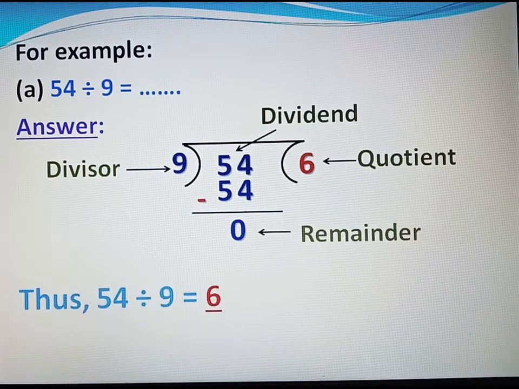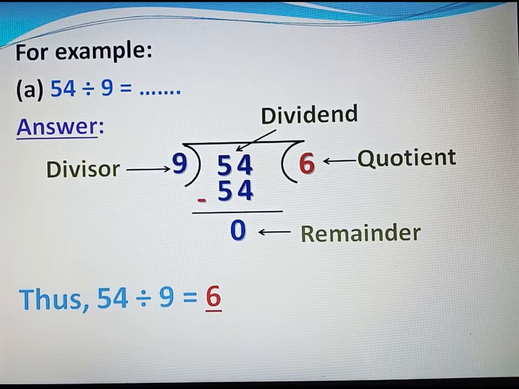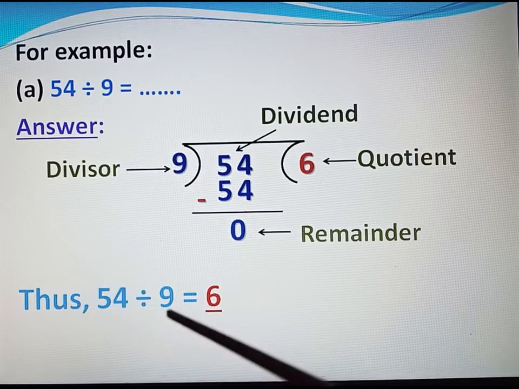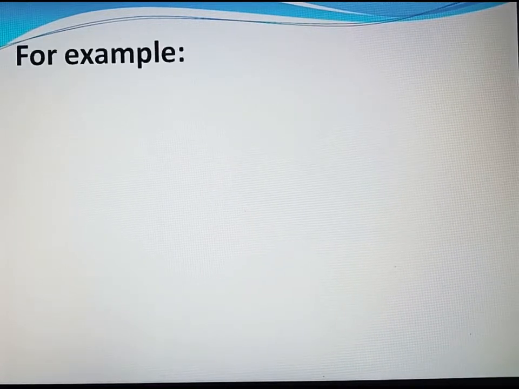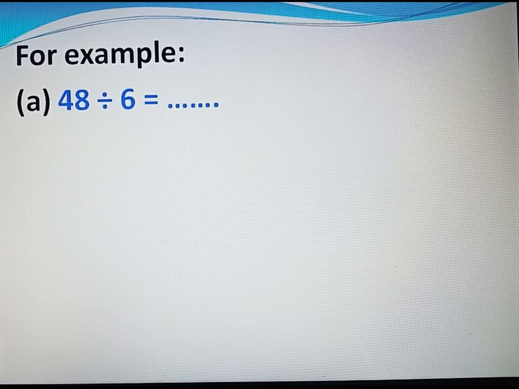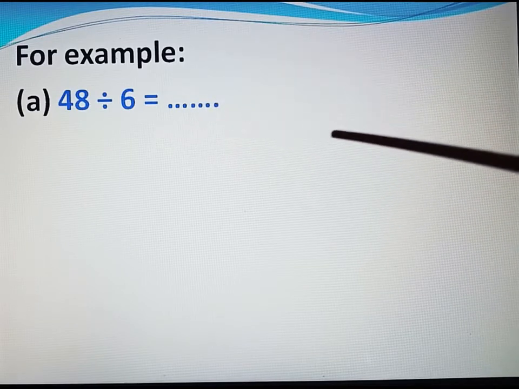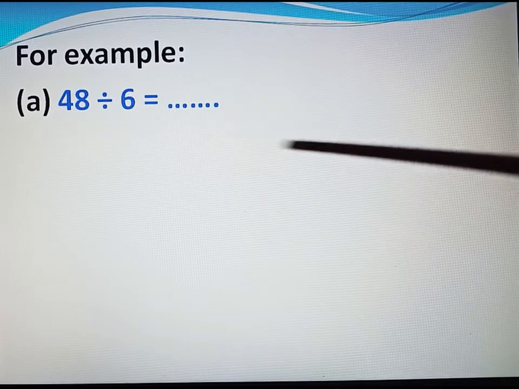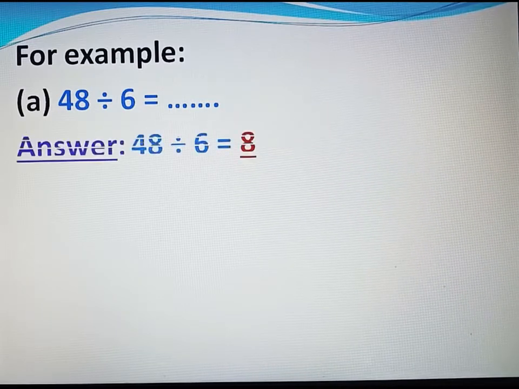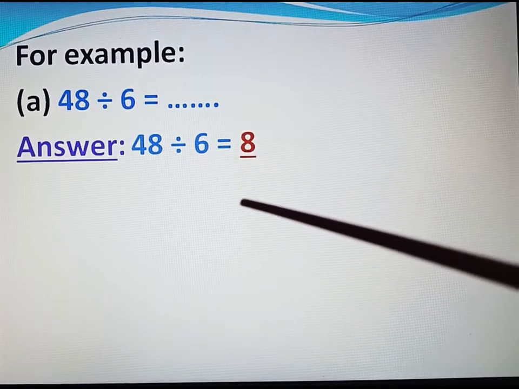Thus 54 divide 9 equal 6. It means 54 is divisible by 9. Now, for example, A part. See, 48 divide 6 equal dash. We will divide 48 by 6. See, answer 48 divide 6 equal 8.